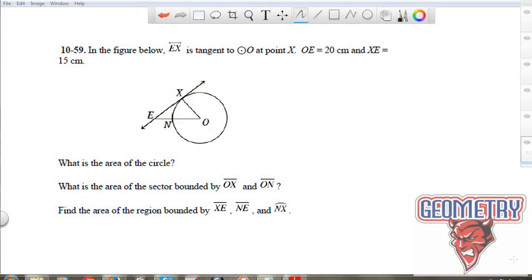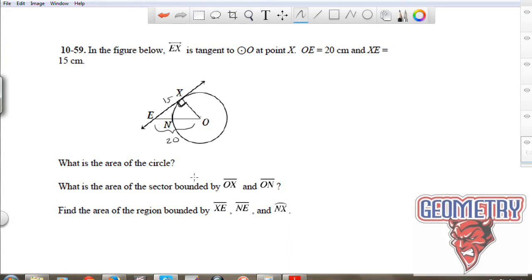Case number 59 in geometry. We're told that in circle O, O is the center and EX is tangent, so since it's tangent, we know that it's perpendicular to the radius there. OE, which is this entire length, is 20, and XE is 15. So XE is 15, OE is 20. What is the area of the circle?